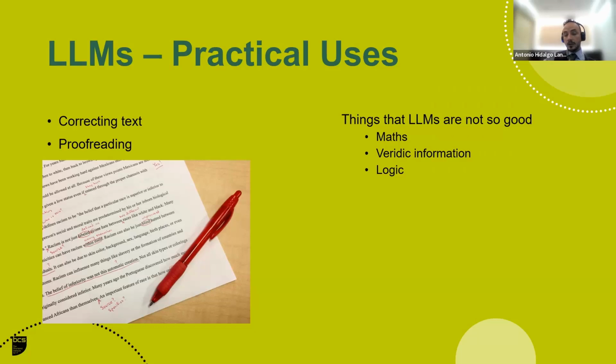There are things that they are not good at all. For example, maths. They were performing really poorly. They were really good at providing information, but they were fantasizing. They were creating fantasies. What they are answering is not necessarily true. It's good from a language perspective, but it's not necessarily true. And in terms of logic, they are not doing as well as other information technologies.